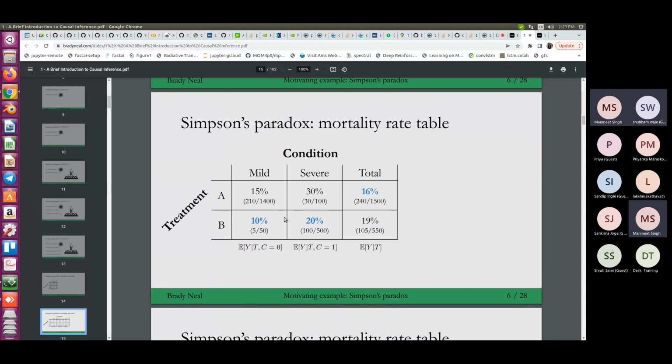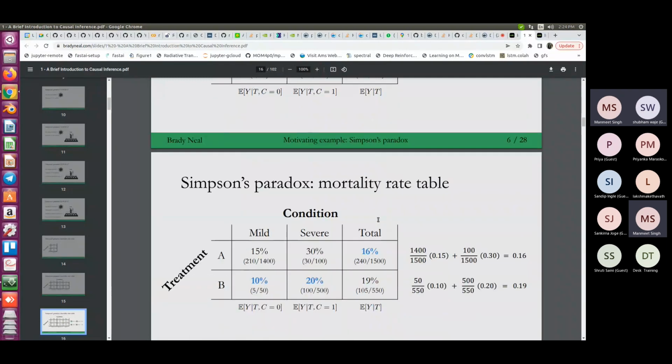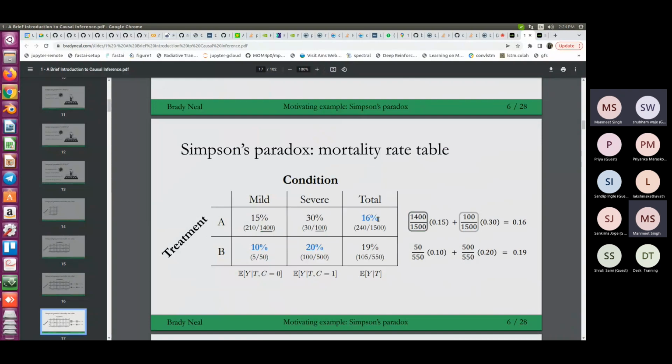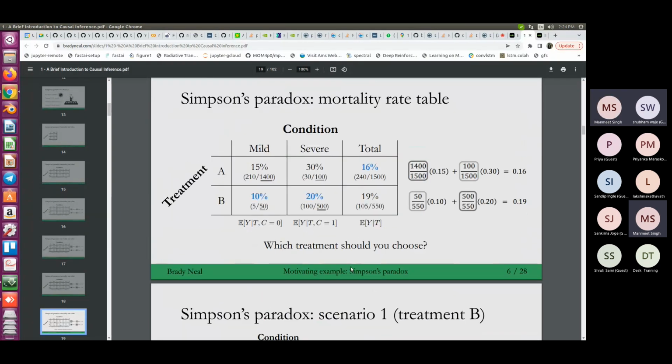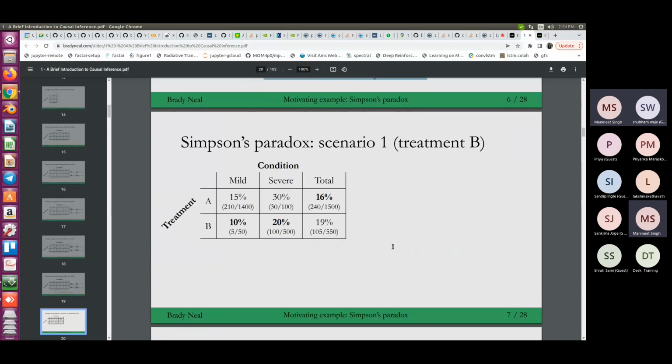And then you can also classify it into mild, severe, and total. When you classify it as mild, severe, and total, we can see that when the treatment is provided, there is a reduction in the mortality rate. However, in the overall sense, the mortality rate for B, when you provide the treatment, is higher. Okay, so how are they computing this mortality rate? So these are the computations. And so which treatment should you choose? Whether you should choose treatment A or treatment B.